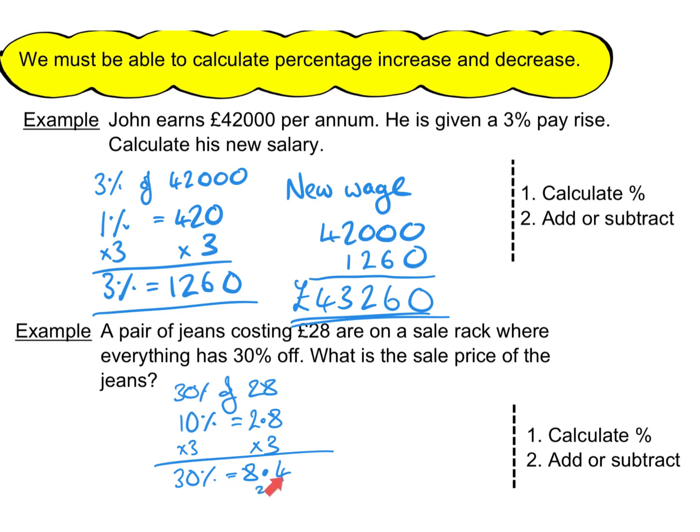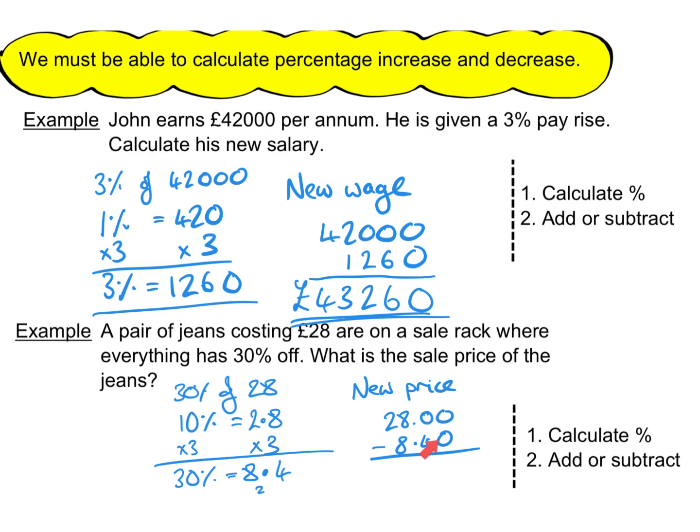So this is not the new price of the jeans, this is the 30% that I'm taking off the price of the jeans. So the jeans did cost 28, so I'm going to write that out. So new price, or sale price if you prefer, is the £28 that they were originally. But obviously I'm getting a discount, so I'm going to take away this £8.40. So subtract £8.40 from that. And then we just do the subtraction.